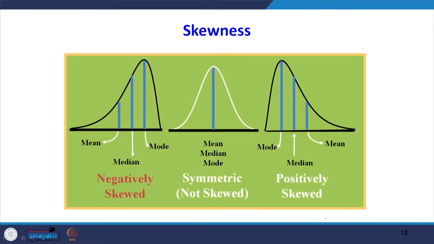The same thing I have explained in the previous one. See negatively skewed, the position of mean is here, then median, mode. Positively skewed, the position of mean is here, median is here, mode is here. There is no skewness in the middle one.